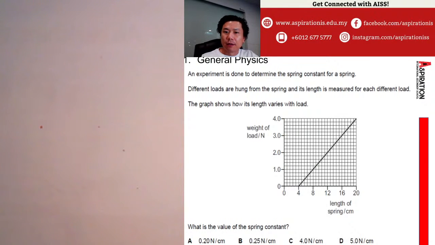So now, what is the value of the spring constant? Firstly, let me see. No one is chatting. So the formula for this question is, guys, do you know? Yes, thank you. Can I know who is that with the F? F equals to kx.